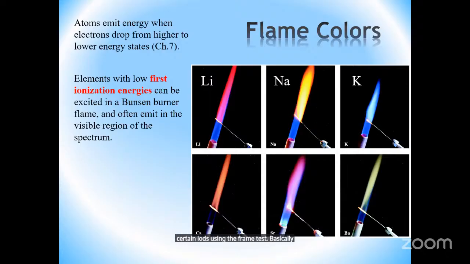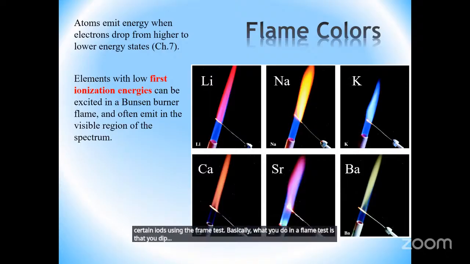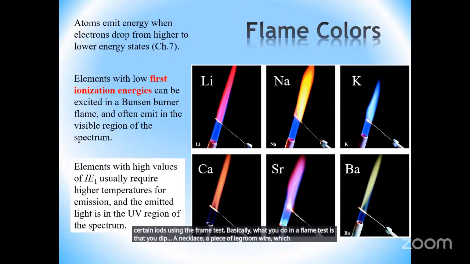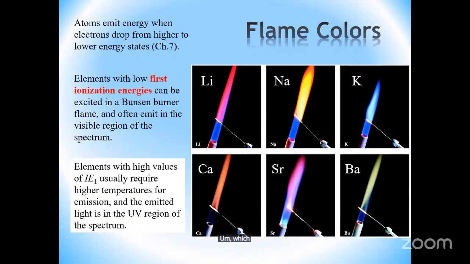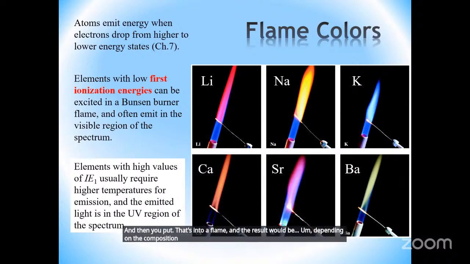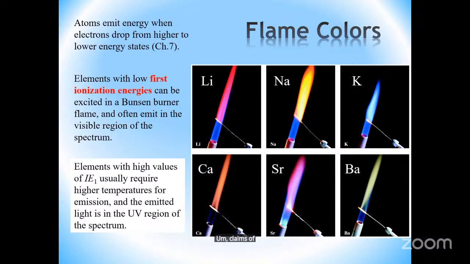Basically, what you do in the flame test is that you dip a piece of nichrome wire, which is an alloy of nickel and chromium, which is very inert and won't react with the ions themselves. You dip it into the ion solution, and then you put that into a flame, and the result will be, depending on the composition of the ion solution, flames of different colors. The colors arise from the fact that when the electrons are promoted from a lower shell to a higher shell, and then fall back down, they emit radiation of a particular color depending on the element.